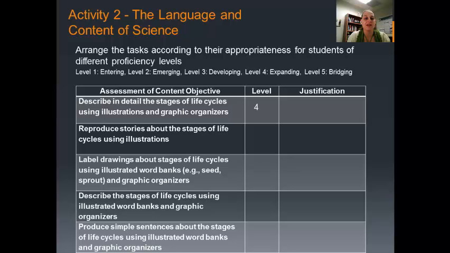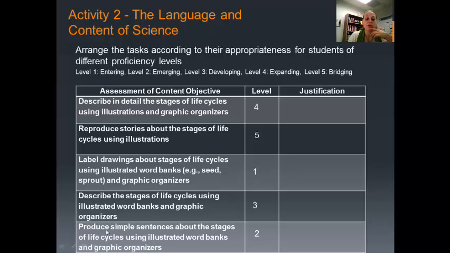Okay, so the first one would be, actually I'm going to show you all of them. So this would be level 1, because all we're expecting students to do is label the drawings, which you can imagine labeling requires just one or two words. Also, we can see that students have two different supports here to do that. So this would allow a student at the entering level of proficiency to engage in an on-grade level content objective about showing their knowledge around this particular science piece.